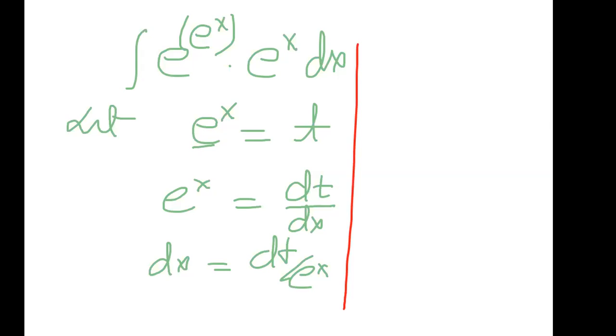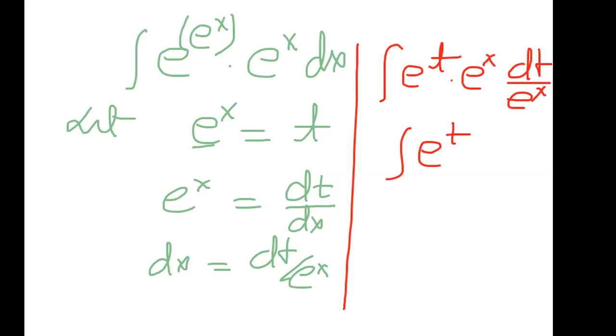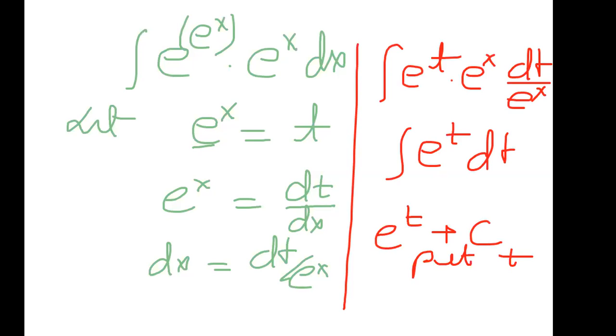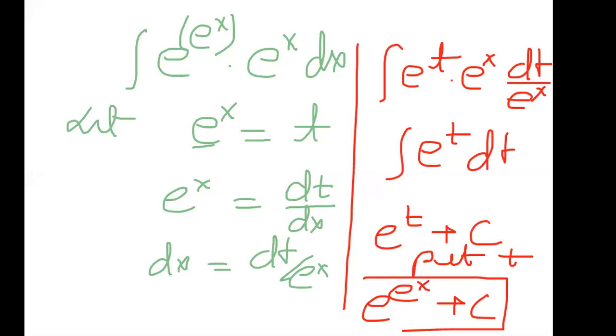So think about it. e to power t into this one, I'm still writing e to power x. dx can be written as dt upon e to power x. The e to power x cancel, integral of e to power t dt. And e to power t on integrating gives us the same thing, e to power t plus c. Put t, so it will be e to power x plus c is the answer. Similar to this, many questions we could do. One more example I'm taking.